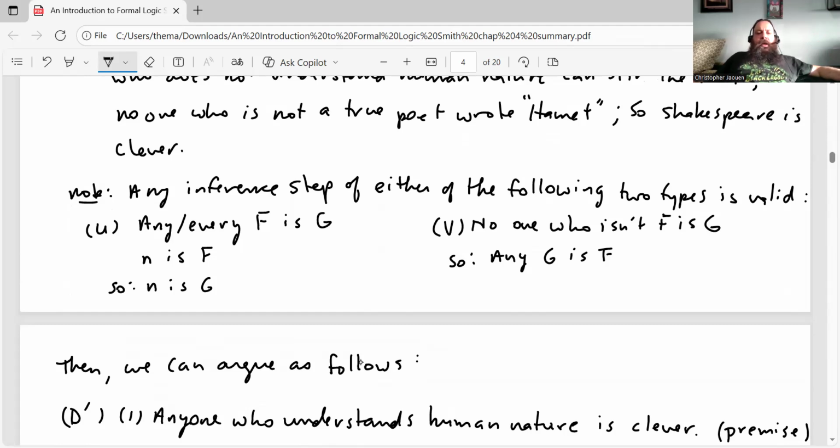If you want to wrap your head around these, because sometimes the English can be a little confusing, for me, it helps to write down the set relations between everything. So just a bit of advice, for example, no one who isn't F is G can be kind of hard to parse from the English. So what I would suggest is drawing a Venn diagram or something and it should be clear what it's saying. Anyway, let's continue here. Then we can argue as follows.